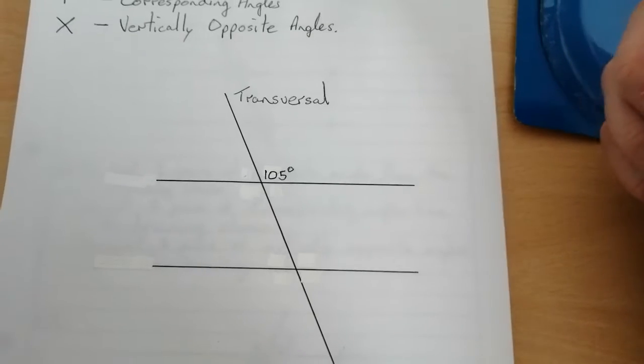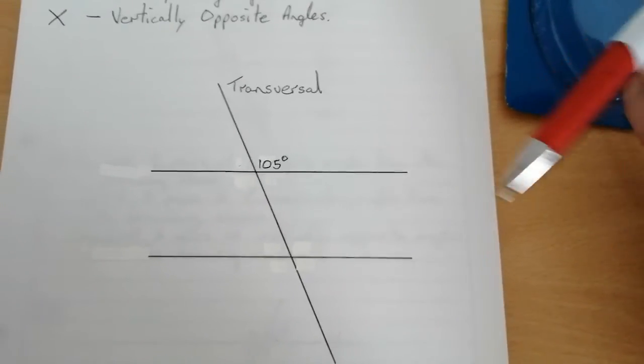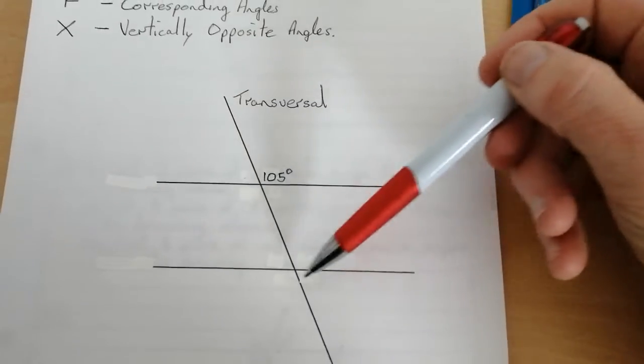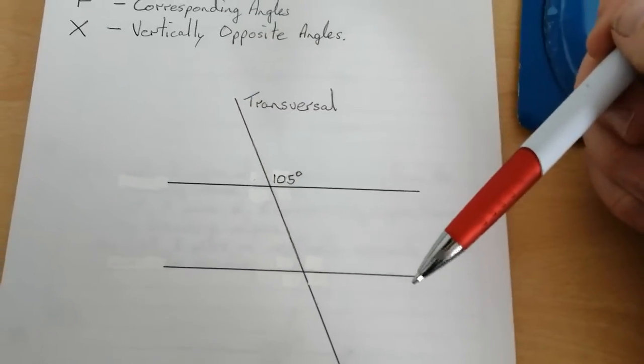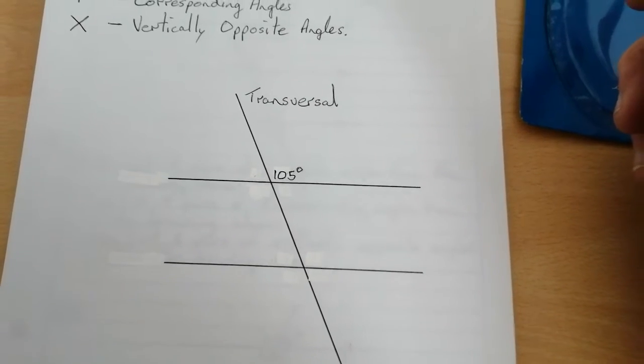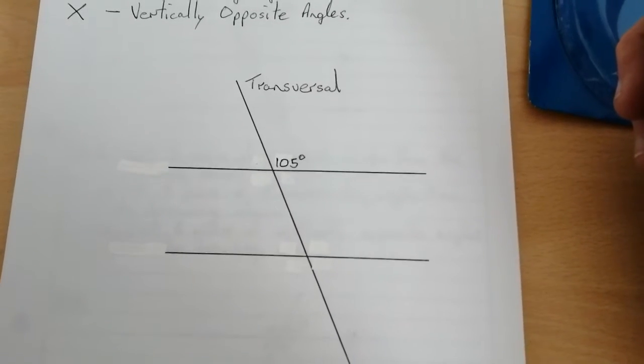And what I'm going to ask you, and what they quite often ask you in tests, is find out the size of all of the rest of the angles, the other 7 angles here. And all you need is 1 in order to find out the measure of the rest of them. So here is how I'm going to do it.